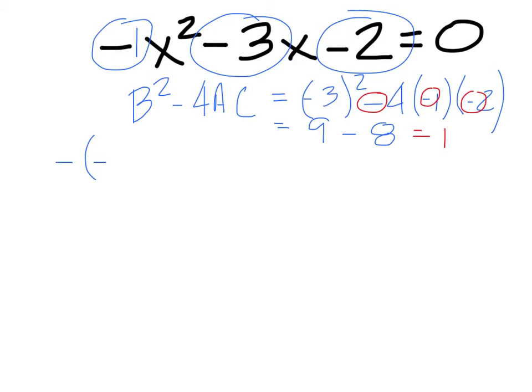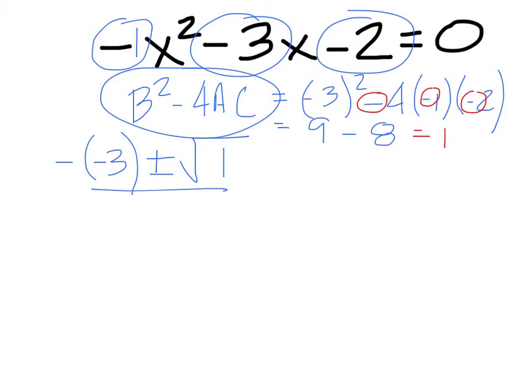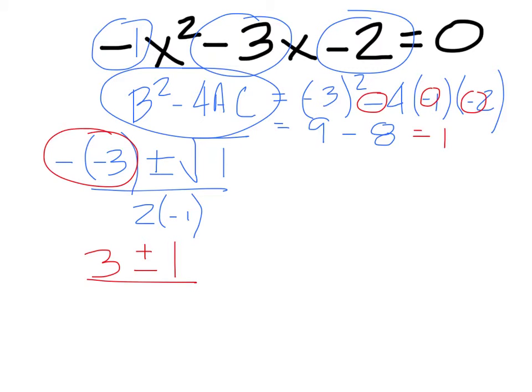Negative b is negative negative 3. Plus or minus the square root of 1. We've already completed this part. It would be b squared minus 4ac under the square root sign. And then on the bottom, 2 times a negative 1. So simplify where you can. Double negative here is a 3. Plus or minus the square root of 1 is 1. Then on the bottom you'll have a negative 2.